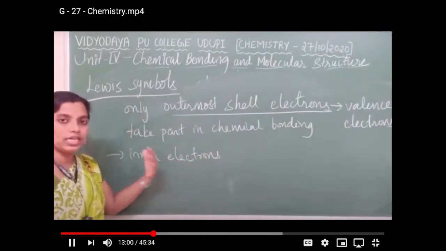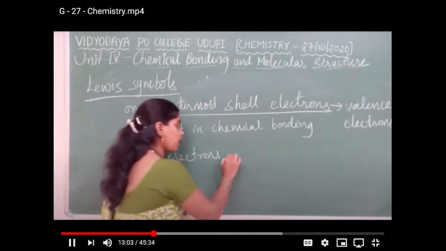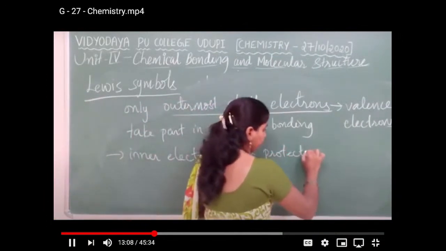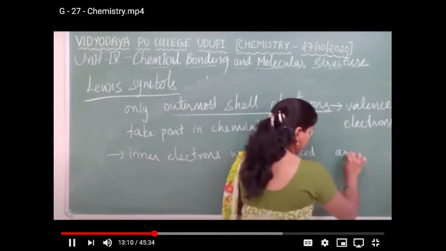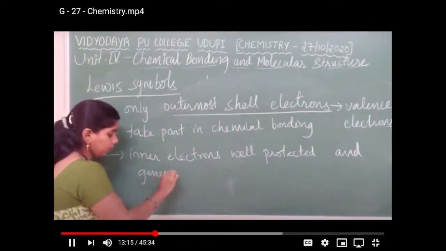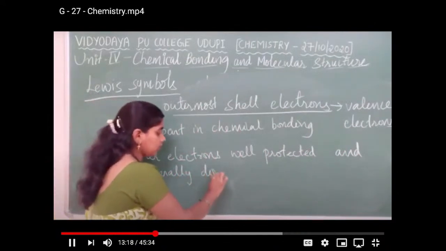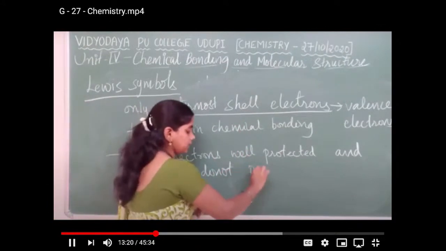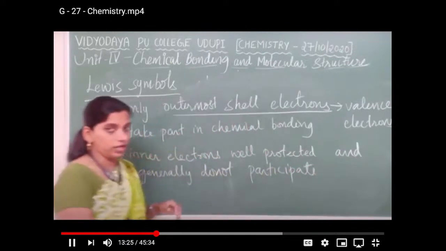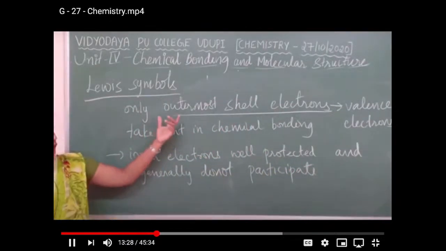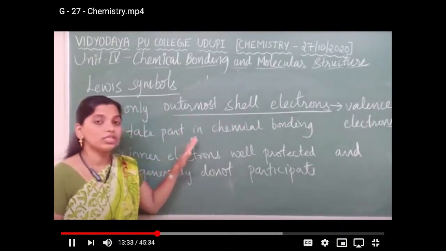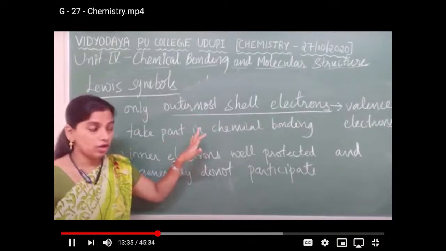The inner electrons mean electrons which are placed in the innermost shell. They are well protected and generally they do not participate in chemical bonding. Meaning, only the outermost shell electrons, which are called valence electrons, are involved in the chemical bonding.